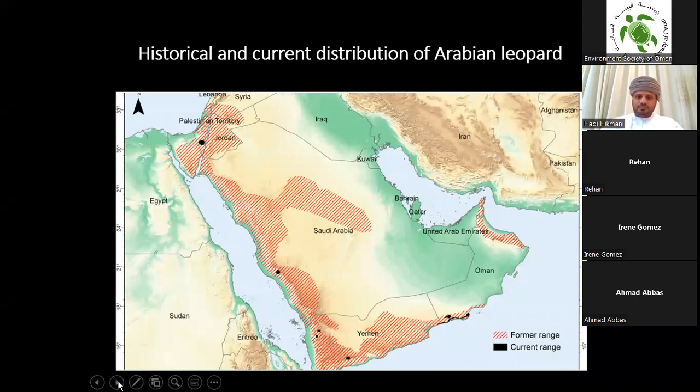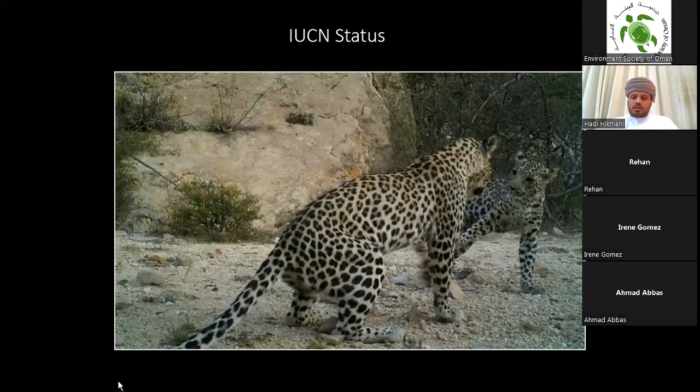Given its small and fragmented population size, the IUCN has classified the Arabian leopard as critically endangered since 1996. Oman recognized the critical status of the Arabian leopard 20 years earlier, and it took some very important measures in favor of the leopard. I will tell you more about these measures later, but I will now talk more about the threats facing the Arabian leopard.